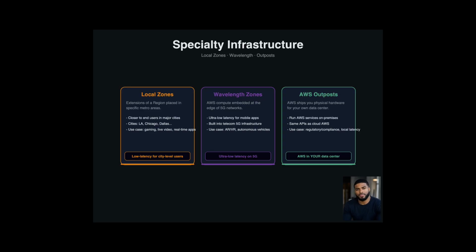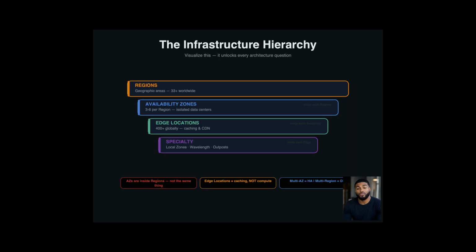All right, let's pull it all together. The hierarchy goes: regions, big geographic areas. Inside those, availability zones, isolated data centers for high availability. Then edge locations, for caching and content delivery. And the specialty stuff, local zones, Wavelength, Outposts, for specific edge cases.